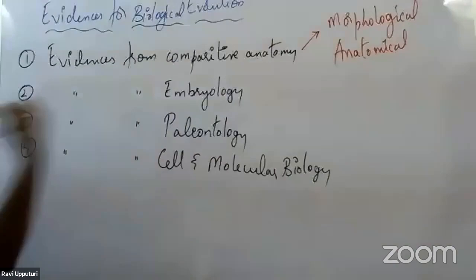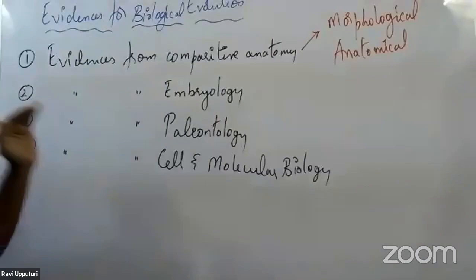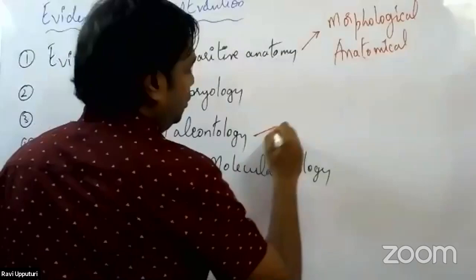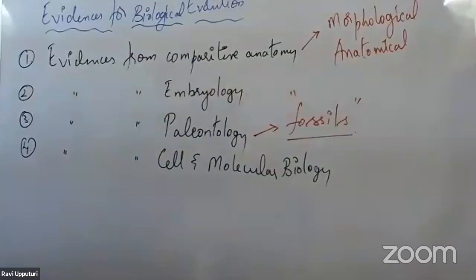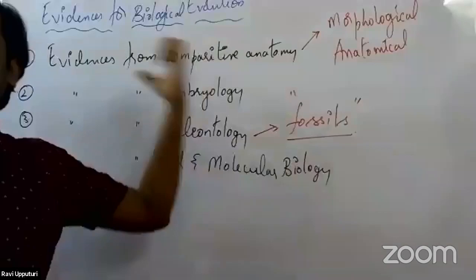The third one we'll be studying is evidences from paleontology. Paleontology has to do with fossils, right? I hope all are familiar with fossils. Fossils are nothing but the remains of dead organisms which were present almost centuries ago. So by studying these fossils, we can start correlating those fossil organisms with present day organisms.